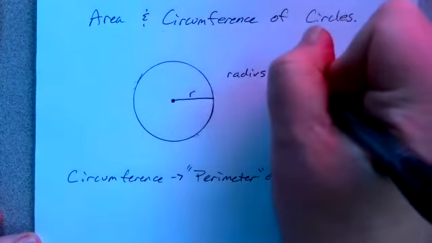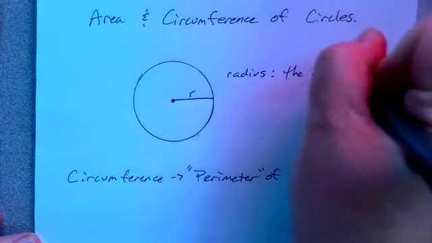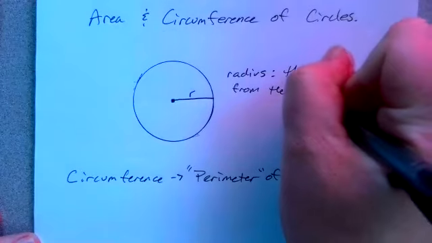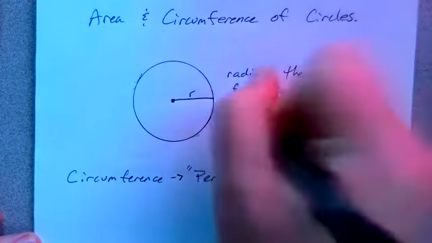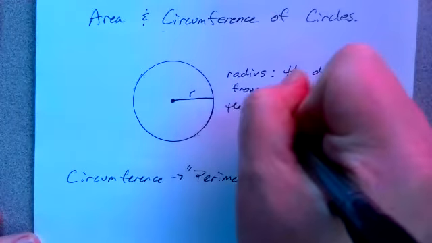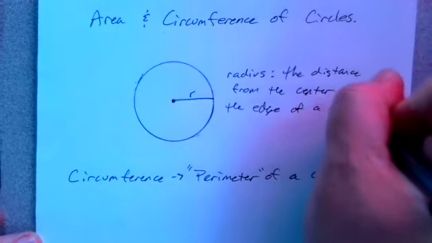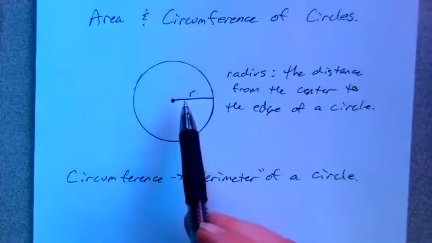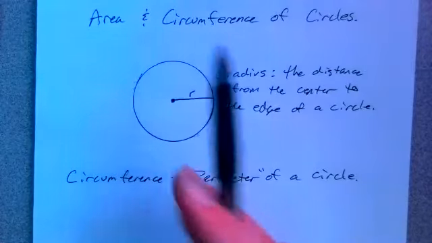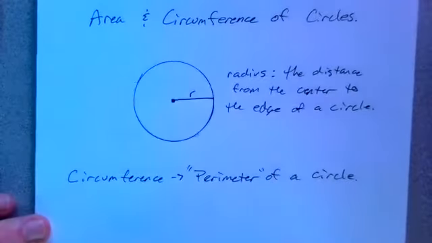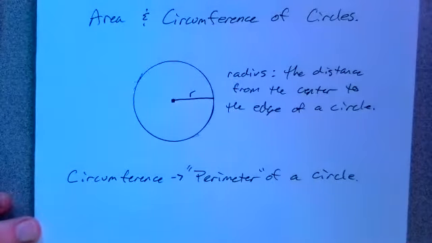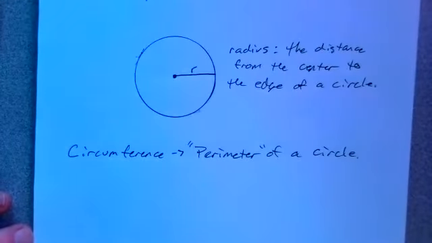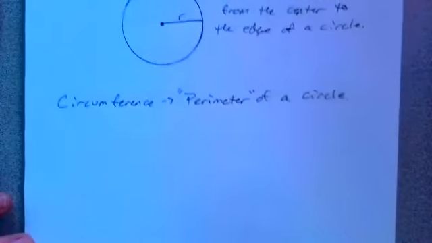So a radius is the distance from the center to the edge of a circle. And that's really important, because we're going to end up using this for both of our formulas, okay? And really, they are just simply formulas. I'm just going to show you these two formulas, and I'm going to do a couple practice problems, and that's it. There's really not too much to this.